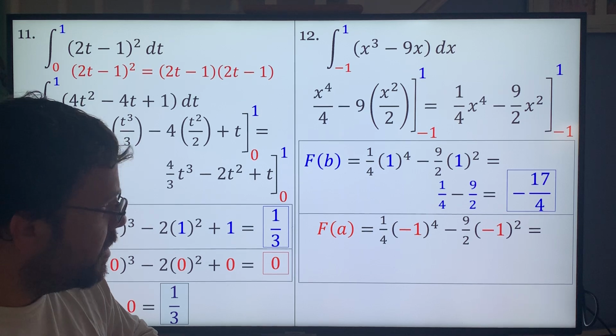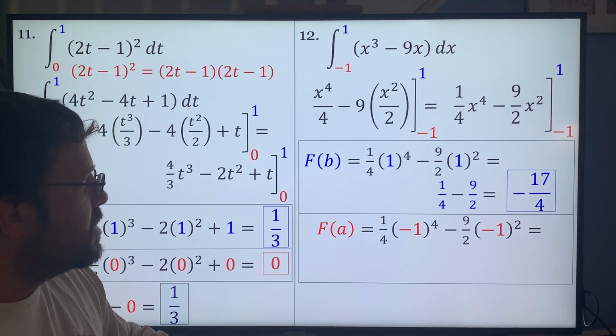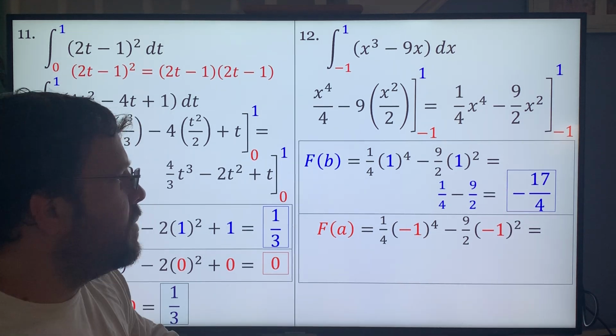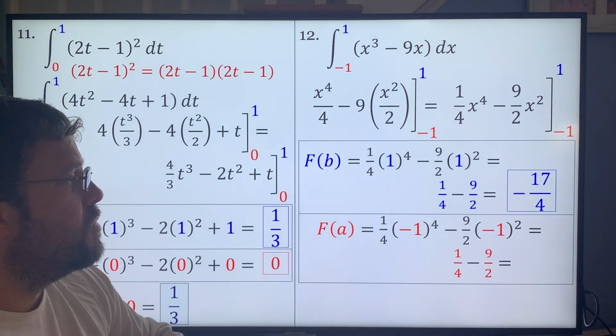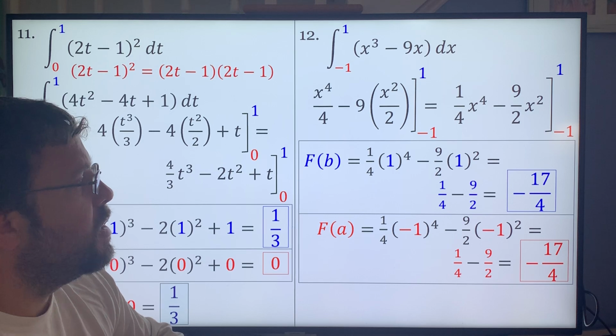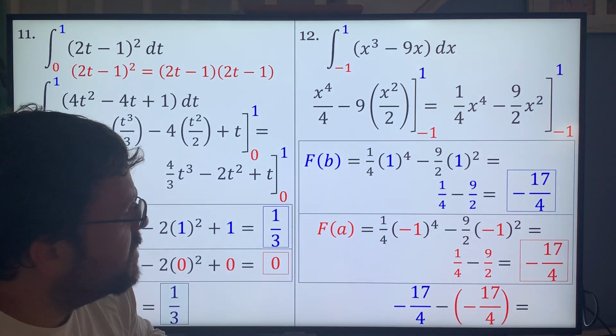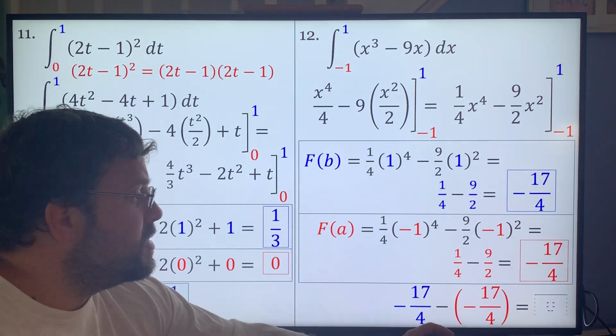Put your -1 in. You get the same answer, because anytime you raise a negative number to an even power, it equals a positive number. So your answer is also -17 over 4. Now, because these are the same, -17 over 4 minus a negative, that's a plus, your answer is 0.